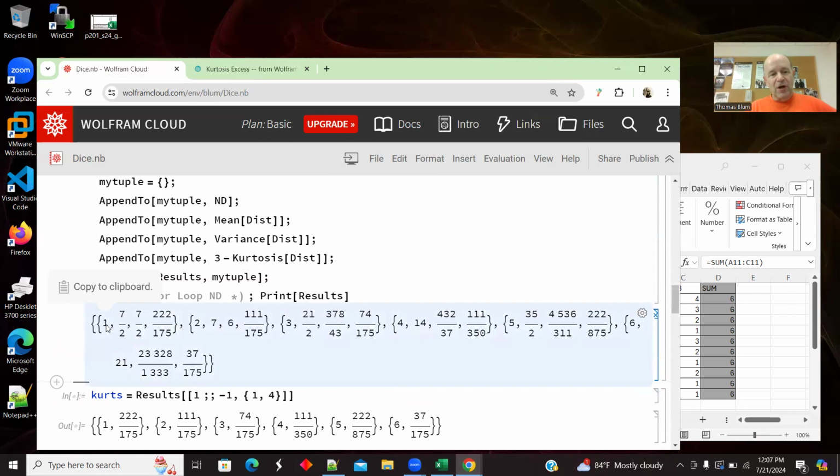Okay, so here are the results. So this was a six-sided die. For one roll of the die, the mean was 7/2. The variance was 35/12, and the kurtosis was this, 222 on 175. Okay.